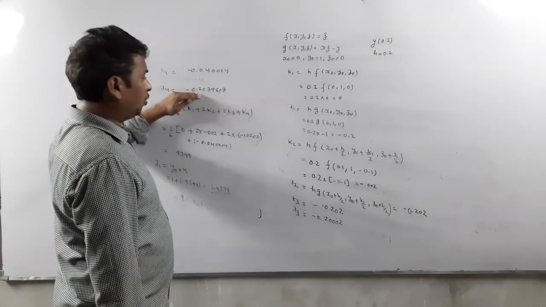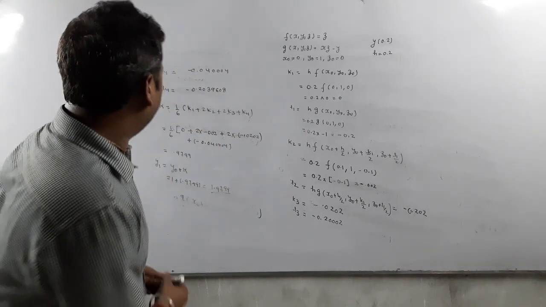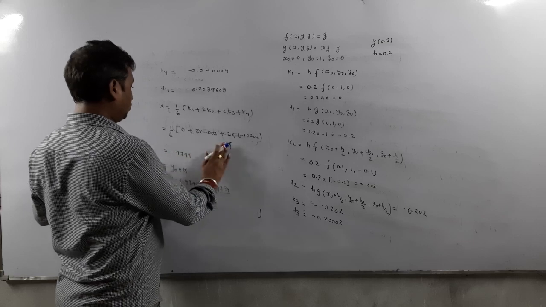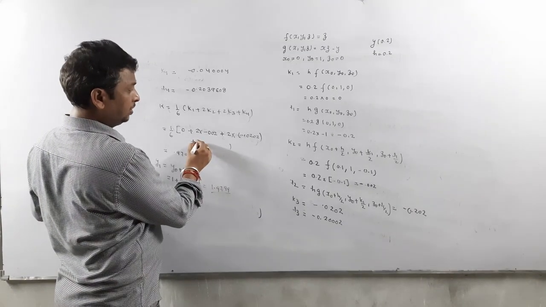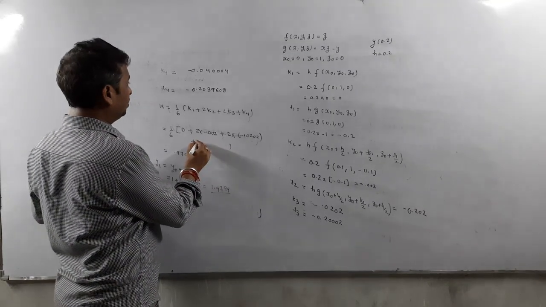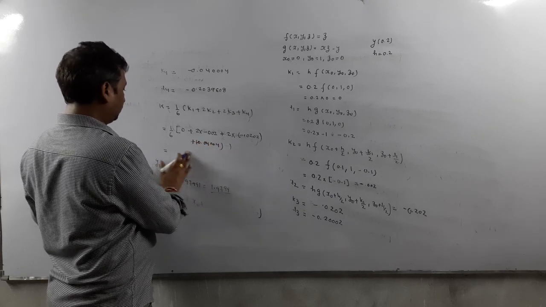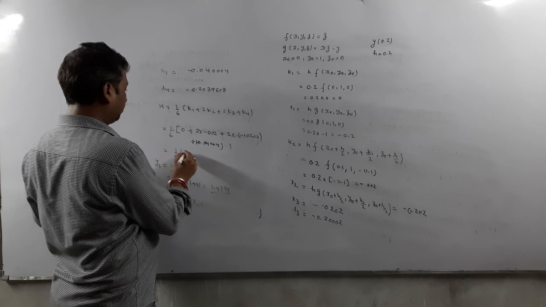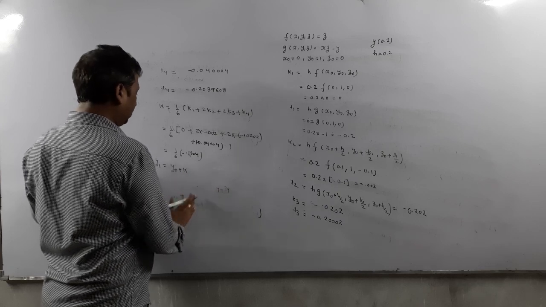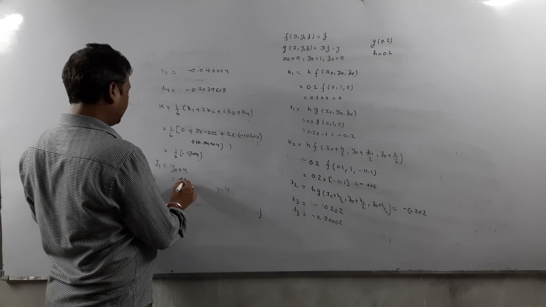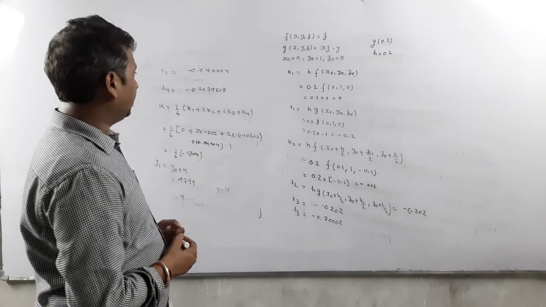Once you have calculated all this, what is the K value? 1 by 6 of K1 plus 2 K2 plus 2 K3 plus K4. What is the K4 value? K4 value is 0.0404, minus. So 1 by 6 of minus 0.1204, and the final value is 0.9799. Simplify, you will get the answer.